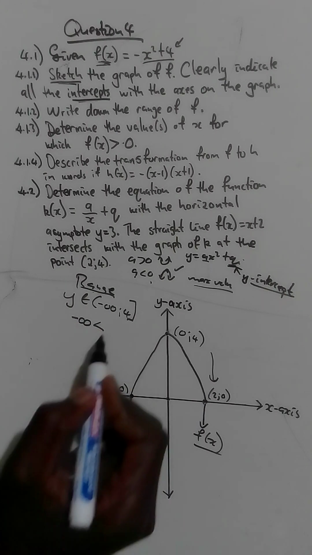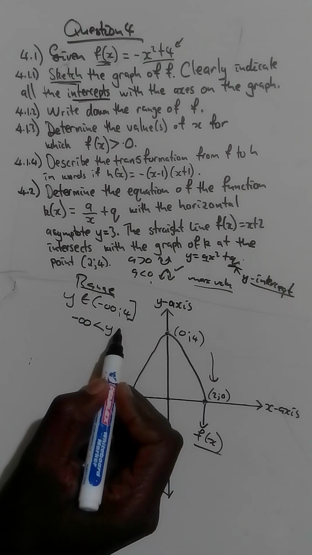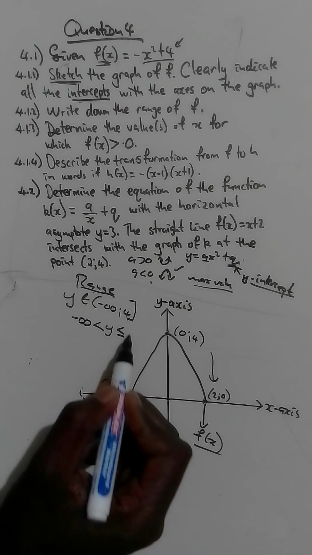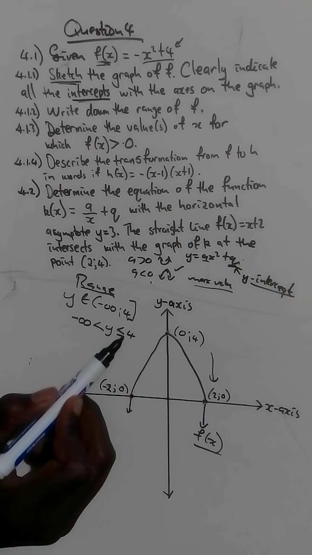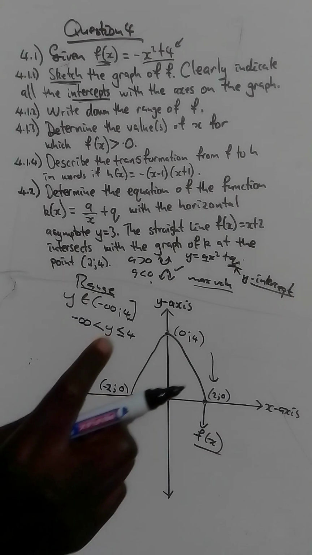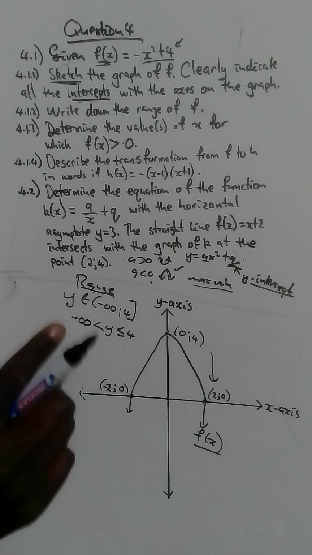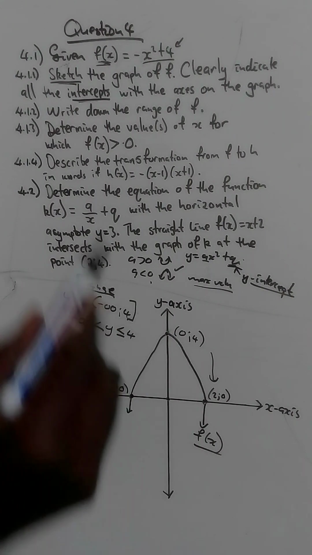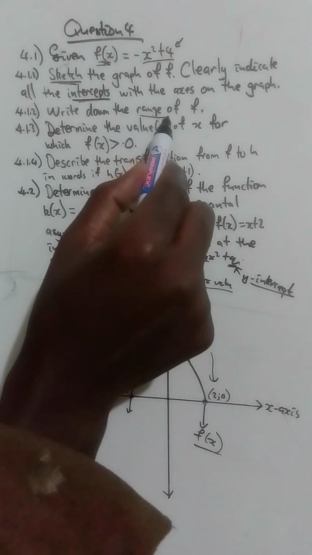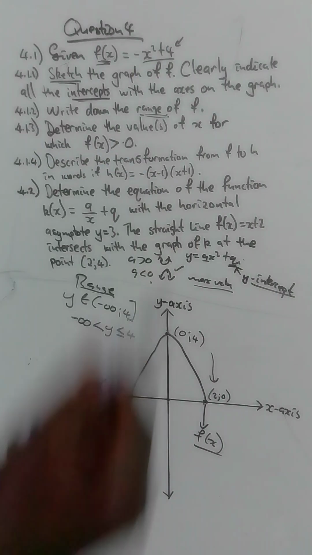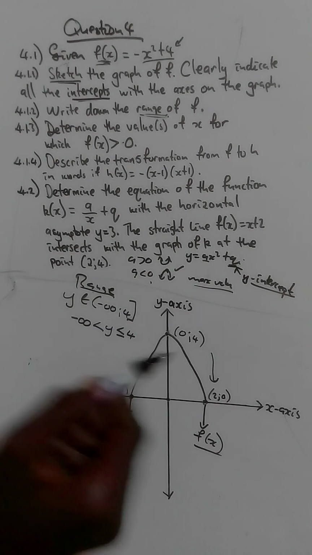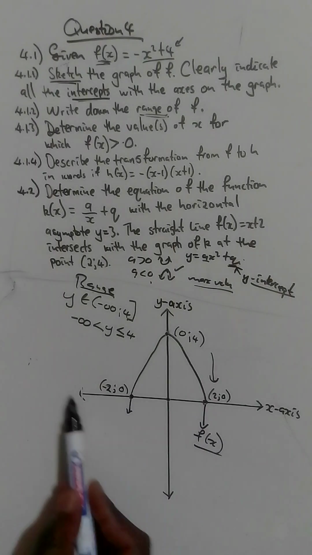Is smaller than what? It is smaller than y, but y is smaller than or equal to 4. Now I've put something underneath this sign to show that this 4 is included. So you could have used either of these two methods to what? To answer this question of range. When they're asking about range, they're talking about the y values. If it was domain, they would have been talking about what?